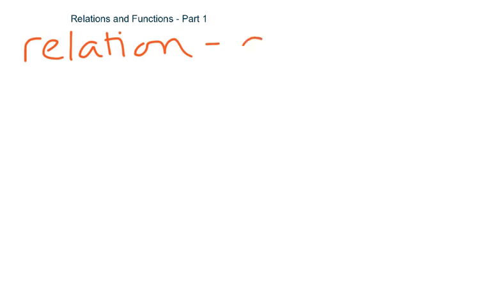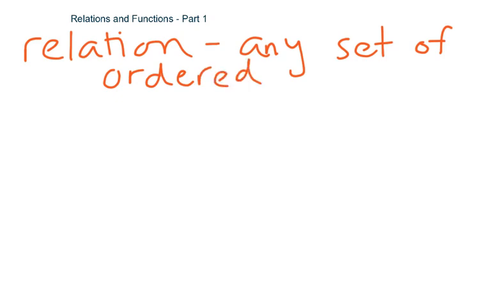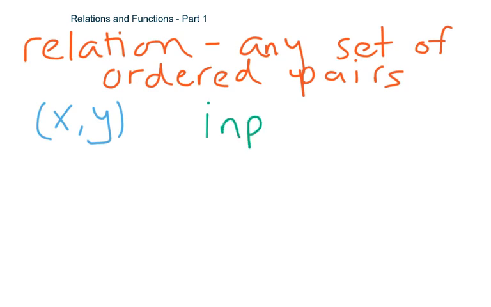A relation. In math, a relation is any set of ordered pairs. And just so we're sure of what we mean by a set of ordered pairs, an ordered pair is the X, Y. It's called a pair because there are two of them, and it's called ordered because the X always comes first. So it does matter which number you put first. The input is your X and your output is your Y.